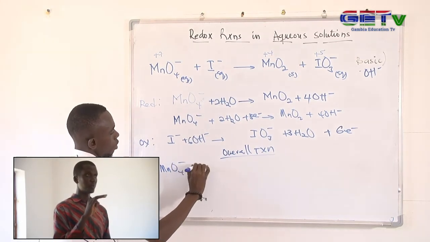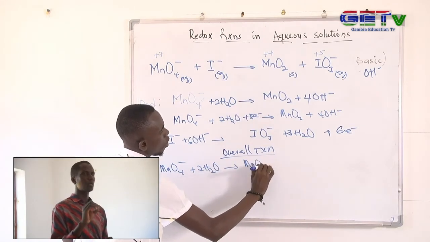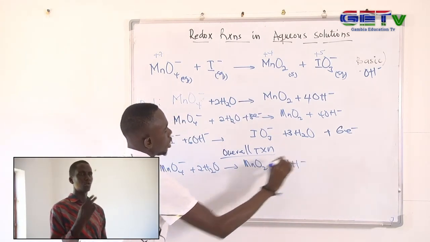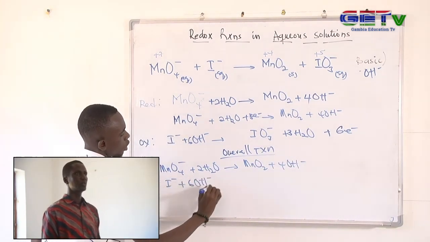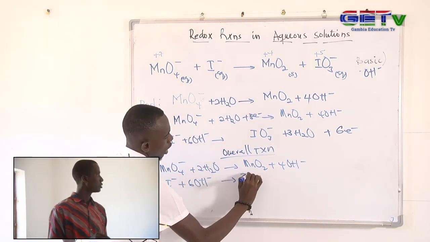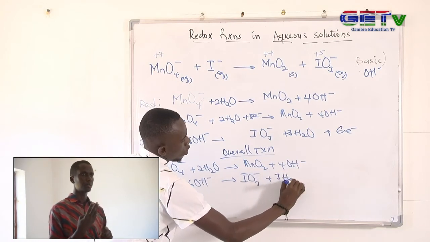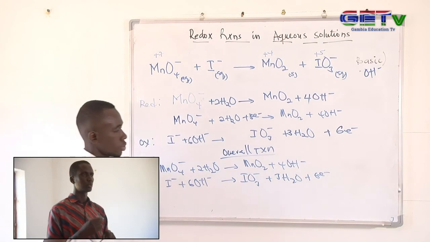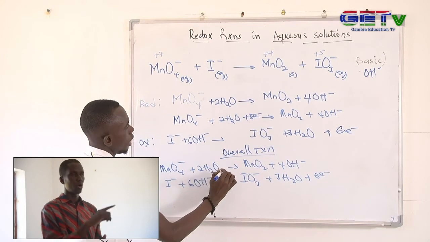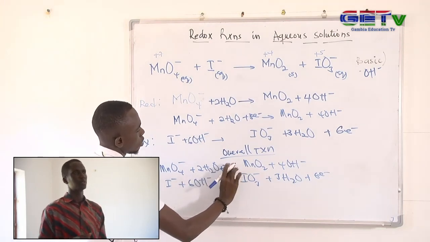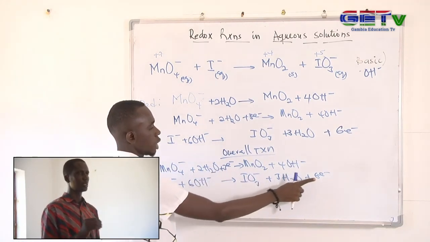Now here we'll have MnO4 minus plus 2 water molecules will give us MnO2 plus 4 hydroxyl ion. And then we can have I minus plus 6 molecules of hydroxyl ion will give us IO3 minus plus 3 water molecules plus 6 electrons. So the rule says electrons will cancel out each other. And this electron is not equal to this electron.